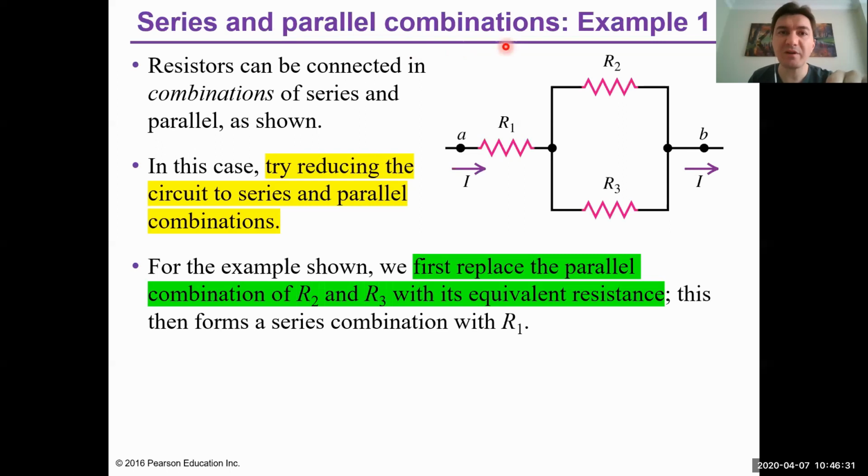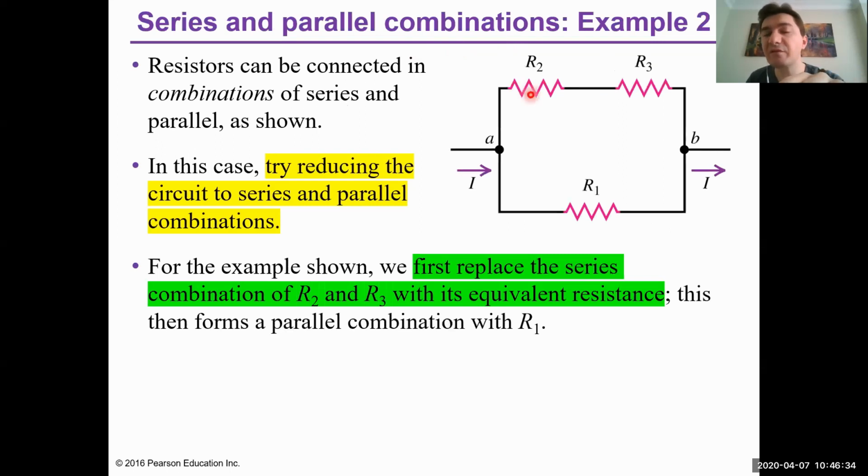We have another example here. Here we have two resistors which are connected in series, and here we have one more resistor which is connected in parallel with those. So again, try reducing this circuit to series and parallel combinations. In that case, first replace the series combination of R2 and R3 with its equivalent resistance. First of all, you should solve that one and that one, then you will get the equivalent resistance of the series connected resistors, and then you will solve the parallel connected resistors.